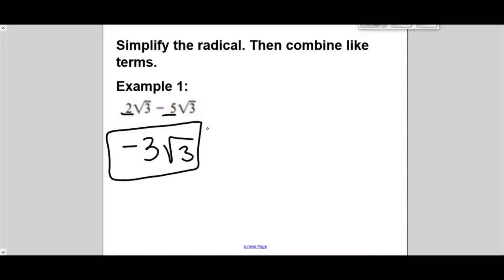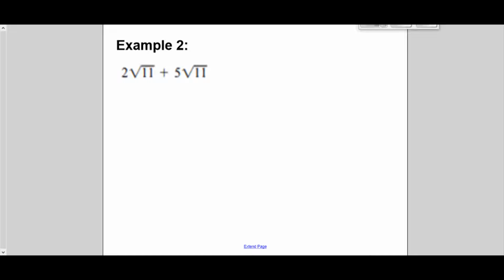So let's look at another example. Notice you're just going to check, are those radicals the same? Yes, they're both square root of 11. Those both can't be reduced. So I'm just going to combine my like terms. So I'm going to do 2 plus 5. So 2 plus 5 is 7 square root of 11.